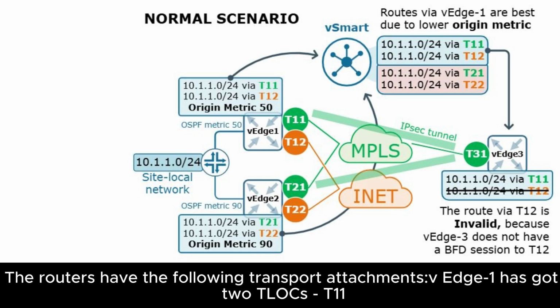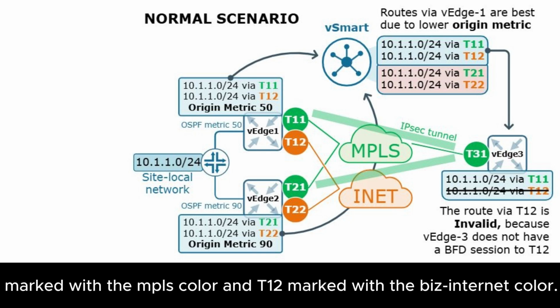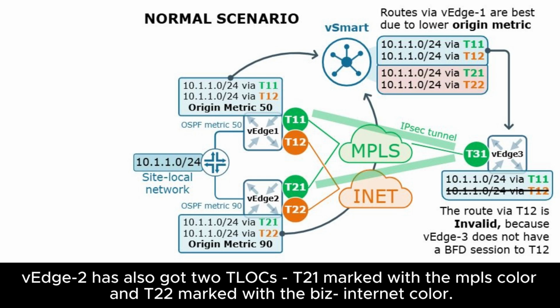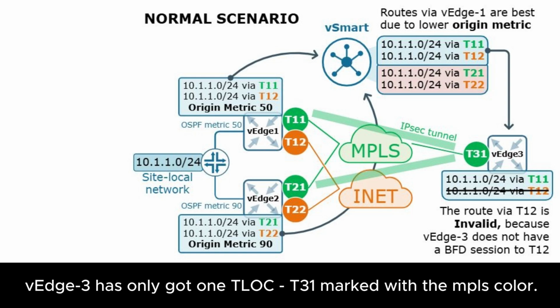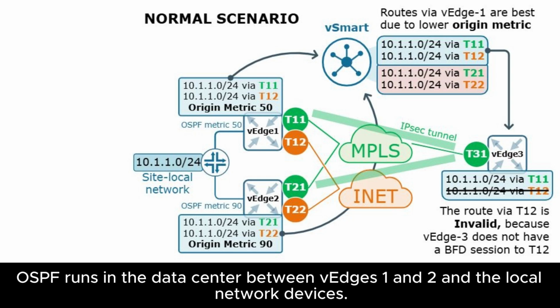The routers have the following transport attachments. vEdge 1 has got two TLOCs: T11, marked with the MPLS color, and T12, marked with the biz-internet color. vEdge 2 has also got two TLOCs: T21 marked with the MPLS color and T22 marked with the biz-internet color. vEdge 3 has only got one TLOC, T31, marked with the MPLS color. OSPF runs in the data center between vEdges 1 and 2 and the local network devices.